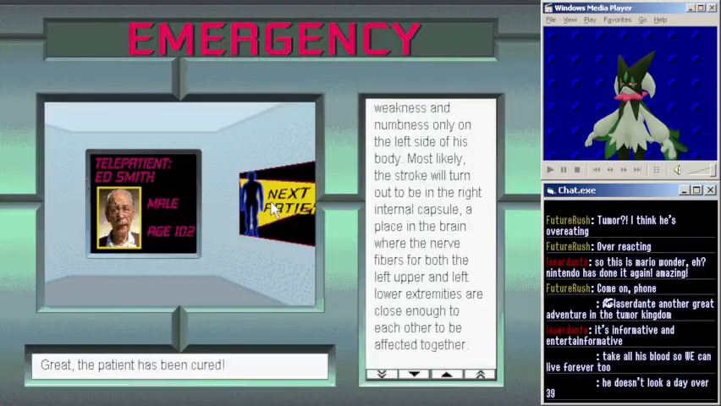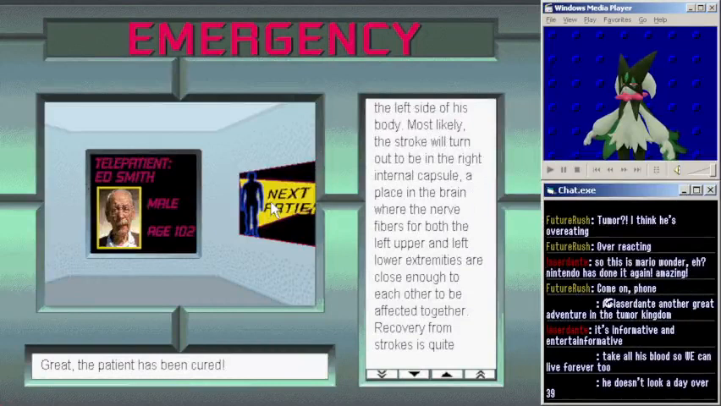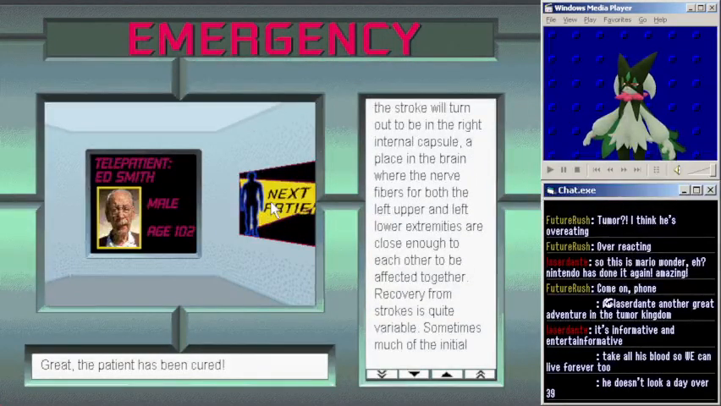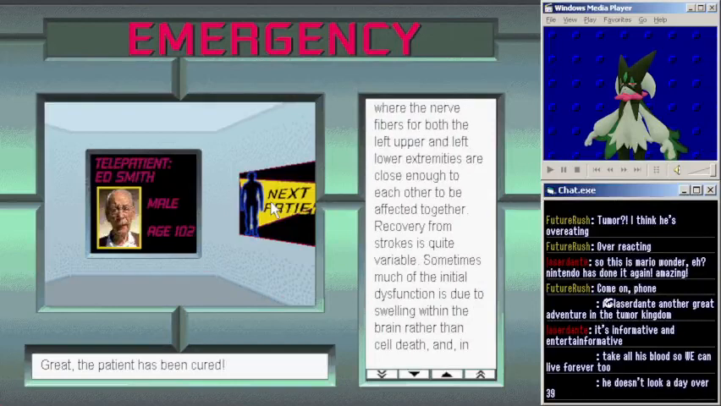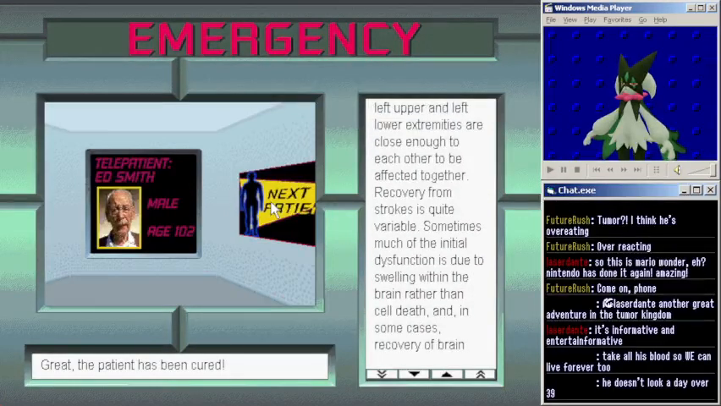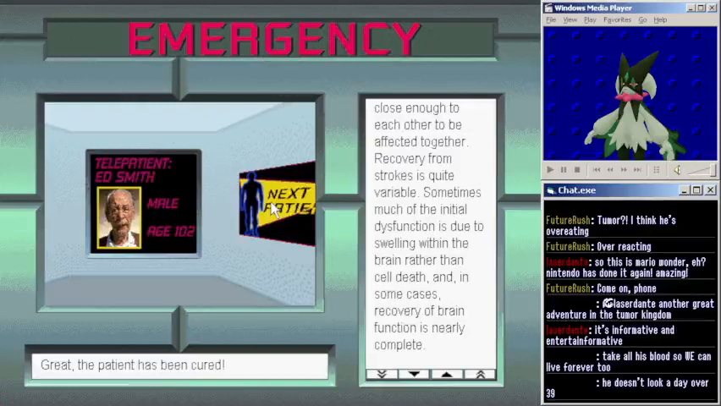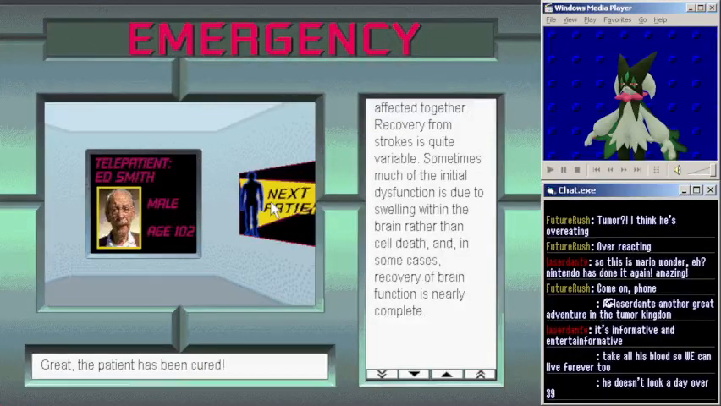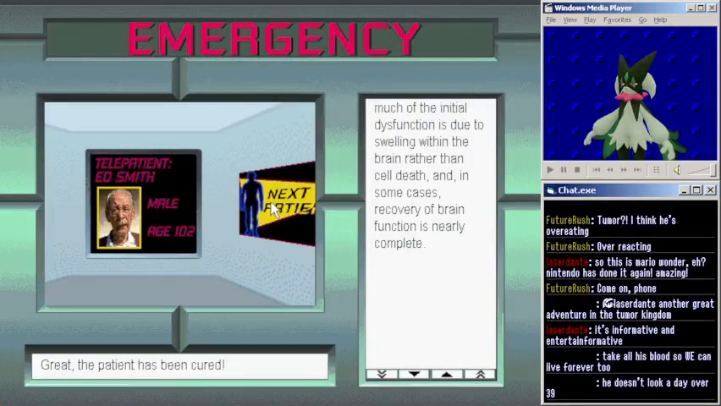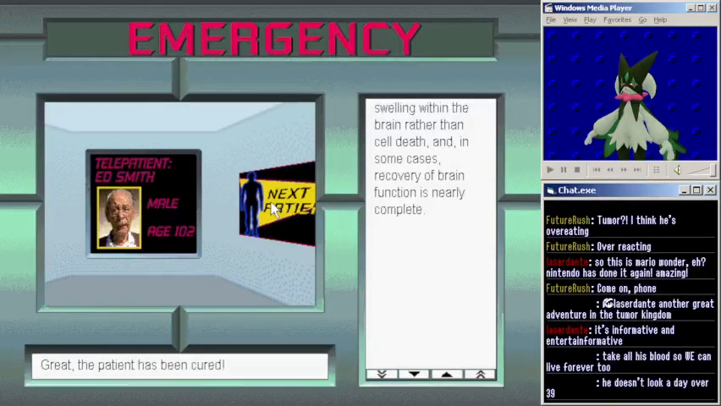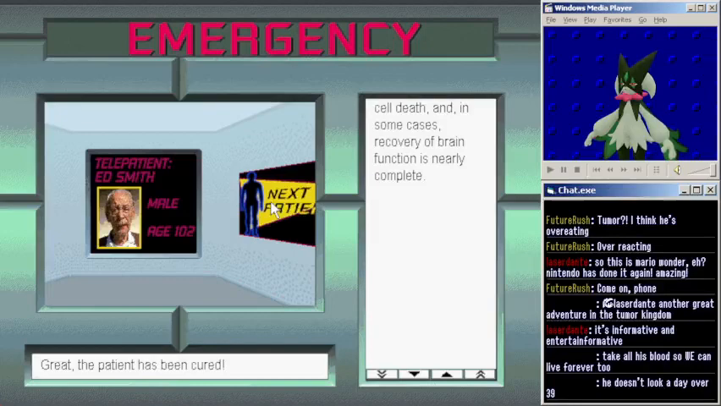Most likely, the stroke will turn out to be in the right internal capsule, a place in the brain where the nerve fibers for both the left upper and left lower extremities are close enough to each other to be affected together. Recovery from strokes is quite variable. Sometimes, much of the initial dysfunction is due to swelling within the brain, rather than cell death. And in such cases, recovery of brain function is nearly complete.